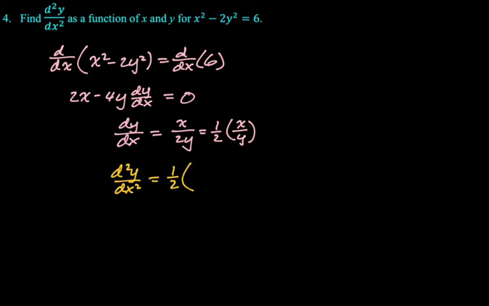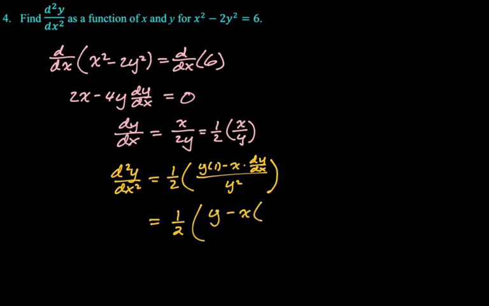Now I'm going to find the derivative of x over y, which is a quotient requiring the quotient rule, implicitly. So it's the bottom times the derivative of the top, minus the top times the derivative of the bottom, which is dy/dx, all over the bottom squared. Now this is not in terms of x and y. This is in terms of x, y, and dy/dx. So we need to replace the dy/dx. We still just have 1/2, y minus x, and dy/dx is x over 2y. So I'm going to replace dy/dx with x over 2y.